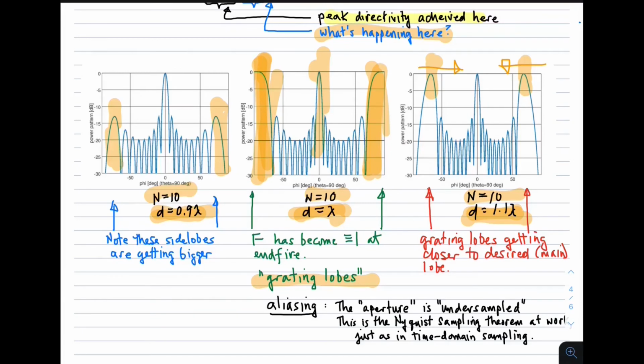Another way of thinking about what's going on here is in terms of aliasing. As we increase the element spacing, the way we can alternatively think about this is that the aperture, which is being filled out by the elements, is undersampled. Really what's happening here is just the Nyquist sampling theorem, but now applied in the spatial domain to arrays instead of to sampling intervals in a time domain waveform. And evidently what happens is that as you increase the element spacing, which is analogous to reducing sampling frequency, you hit a threshold where the aliases become apparent.